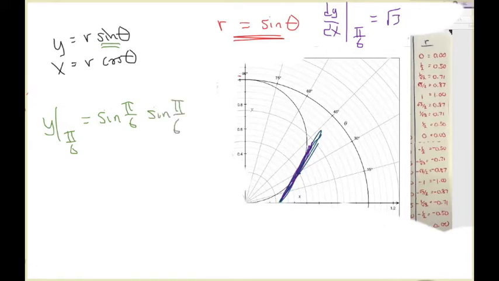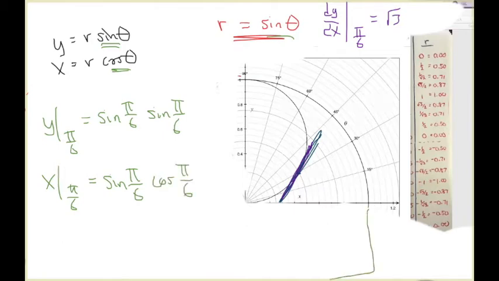Our x component at pi over 6 is going to be, again, we're looking at the r, which is the sine of theta. There's a repeat of the r in each of the y and the x components. And then we've got the cosine of theta tagged on as a factor of the x component. So the cosine of pi over 6. And I know I did it just a minute ago, but I don't remember them. So we're looking at 1, 2, root 3.